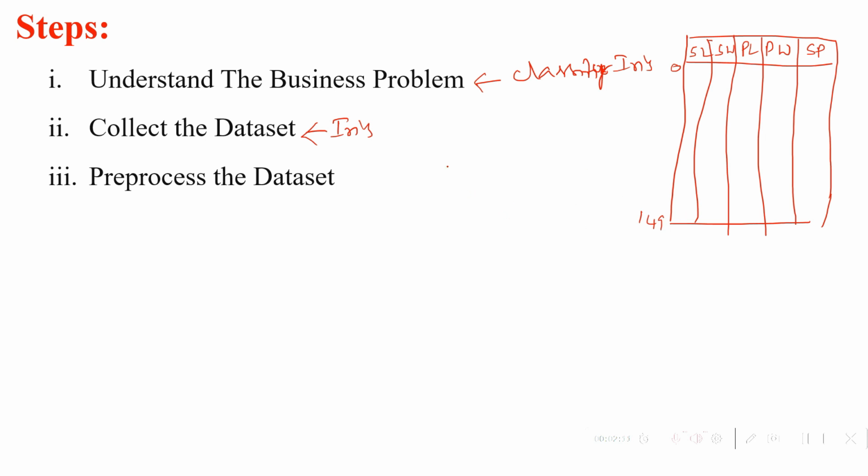What do we mean by pre-process? Pre-process means if any column data is missing in the given dataset, we have to fill in some value using the maximum value, minimum value, or average value. There are different approaches, and based on the approach, we replace the missing value. This is called pre-processing the dataset.